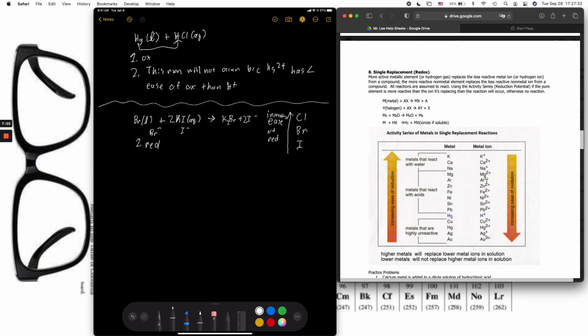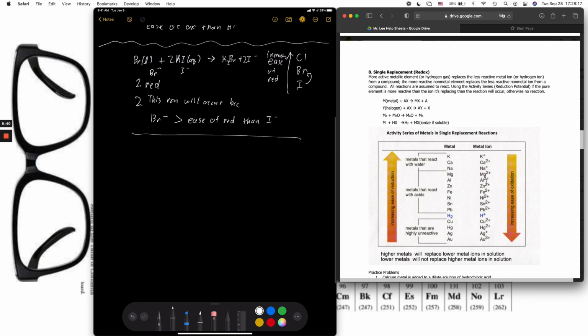So we can see, does this reaction occur? Well, we're going to look at this again. Br is higher than I. In that case, Br has a greater ease of reduction than iodide. So what we're going to do is we're going to say this reaction will occur because Br minus has a greater ease of reduction than I minus.